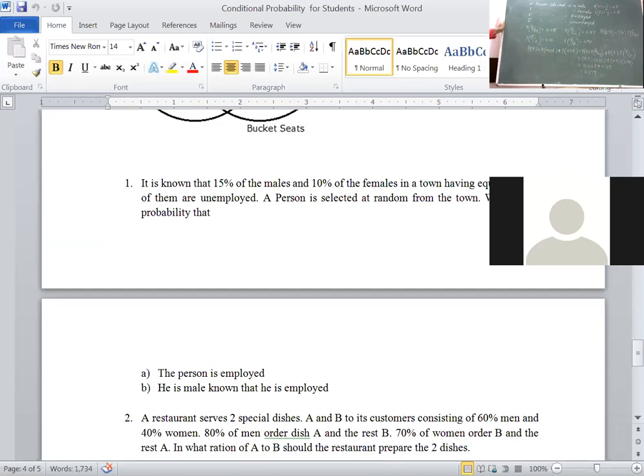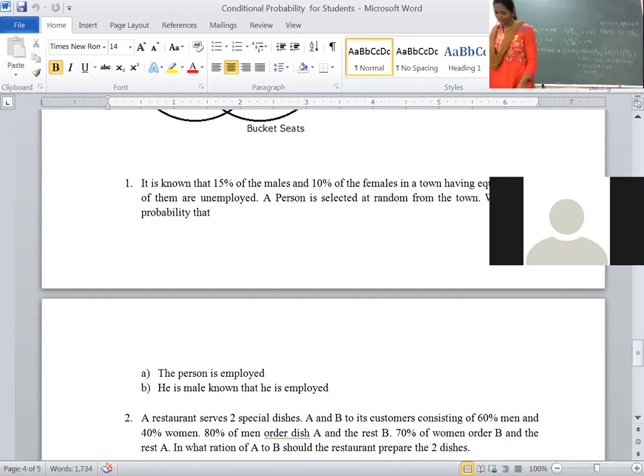Next, second bit. Second bit can be solved by using two ways. One is by using conditional probability. Another one is by using Bayes theorem. Both the ways I will explain. Whatever you feel easy, follow that method. Here I will write these values. Probability of male is 0.5. Probability of female is 0.5.